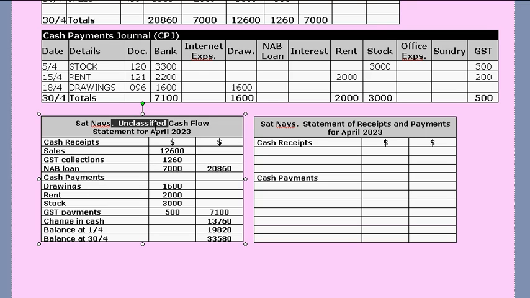So this unclassified cash flow statement, which could be called a statement of receipts and payments, exactly the same thing, just shows the cash receipts coming into the business during the reporting period, the cash payments going out during the same reporting period. It shows the total receipts, the total payments, the difference between those two subtotals, which is the change in the cash for the period. So 13,760 was an increase in cash during the period. We add that to the cash at the start of the period, which we found from the original balance sheet, to get this final figure here, which is the cash at the end of the period, $33,580.